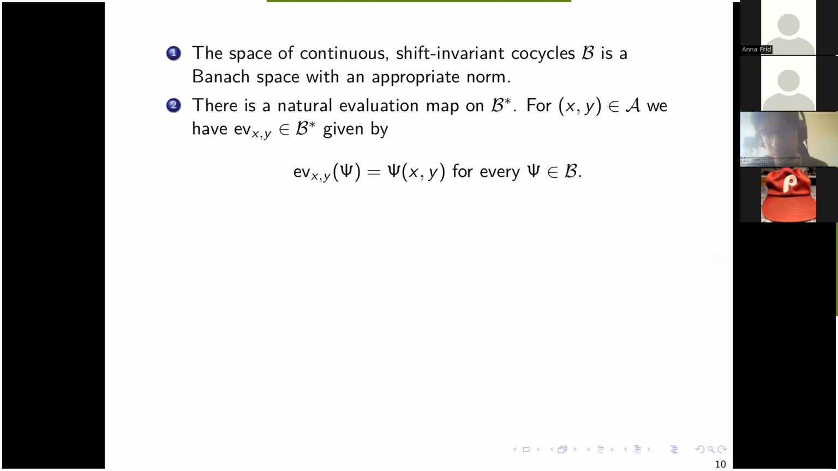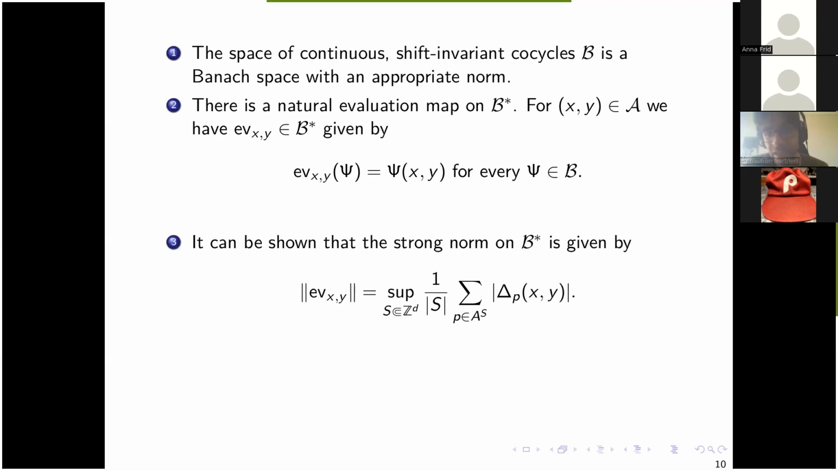And in this Banach space, there's a natural evaluation map. If I have some asymptotic pair, I can evaluate my cocycle in the asymptotic pair and I get a continuous map to the real numbers. And the nice thing is that the strong norm on this dual space depends on these delta P things that I gave you before. So I need to count the difference of how many times a pattern appears in X and in Y to figure out the norm of these evaluation operators in the dual space.